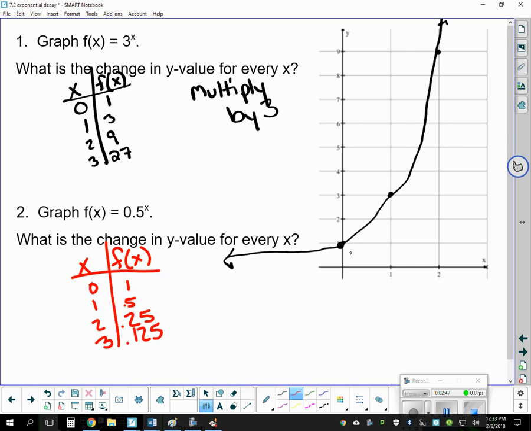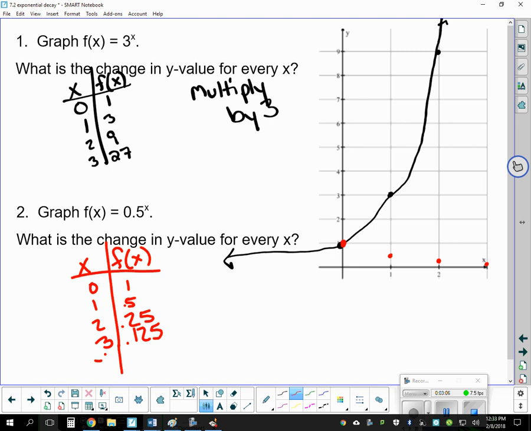So when I go to plot these, I have 0, 1 again. I have 1, 0.5, 2, 0.25, and 3, 0.125. Yeesh, that's not really giving me a good picture. Kind of flattening out here. I wonder what happens if I were to go over this way.